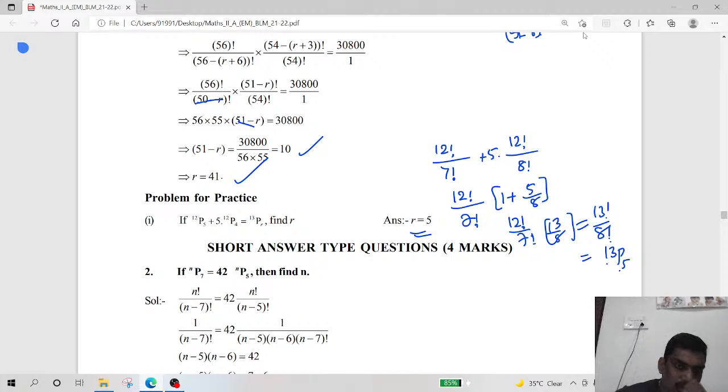So r is equal to 5. Next, short answer type questions, 4 marks. nP7 is 42 times nP5. Then find n. In the same way we have to simplify. How we solved the above question just now, problem for practice. In the same way we have to simplify this question number 2 also.